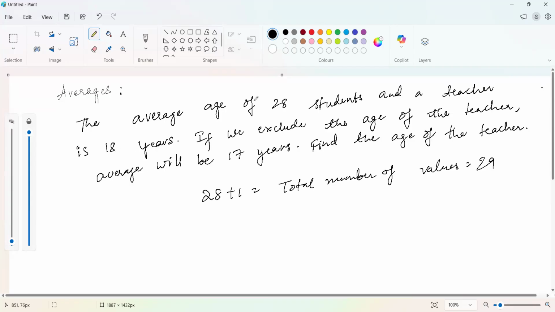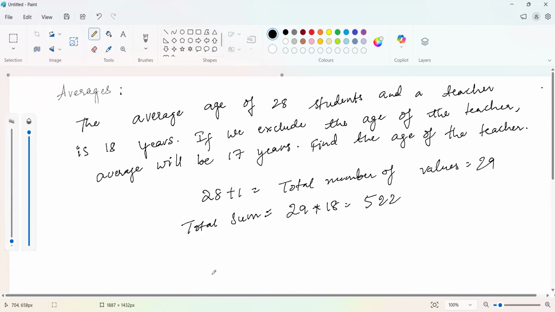So sum of all observations is what? 18 into 29. What you will get? Total sum is 18 into 29, 29 into 18. You're getting 522. Then average will be 17 years.